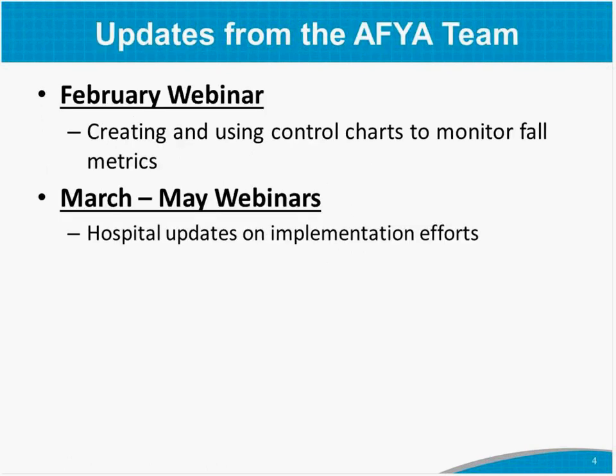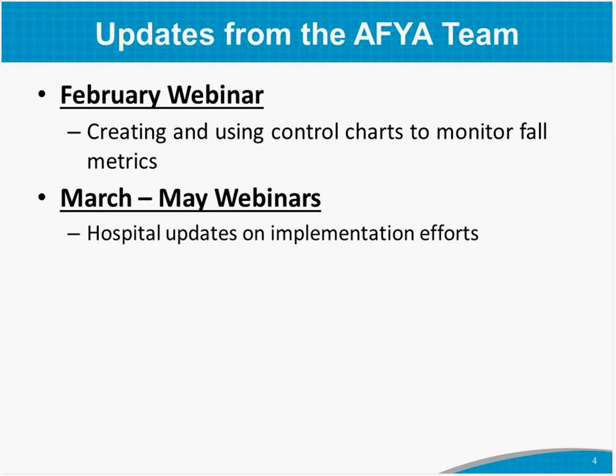I'll just give you a couple of updates on our webinars coming up in the future. In our next webinar in February, we're going to be doing a special webinar on the topic of creating and using control charts to monitor fall metrics. I know that this is something that some of our fall cohort hospitals have been doing, but not everyone does it, and that's fine. What we'd like to do is a sort of tutorial on that. This is going to be led by our QI specialists, who are going to talk about how to use control charts as a way to monitor what your fall metrics are and how they're changing and whether or not it's within the range of normal variability month to month.